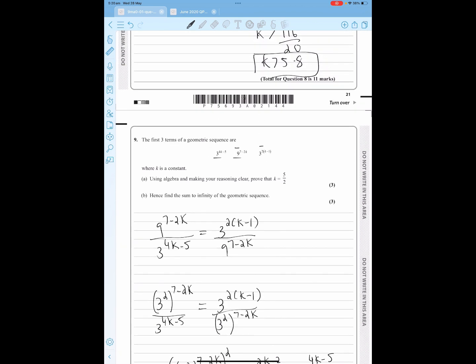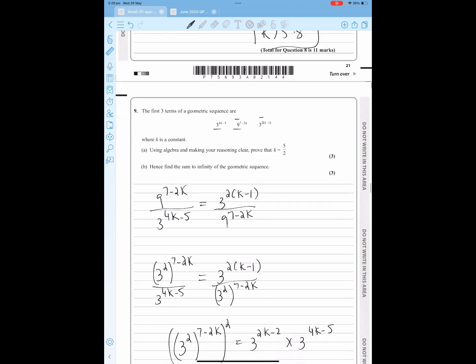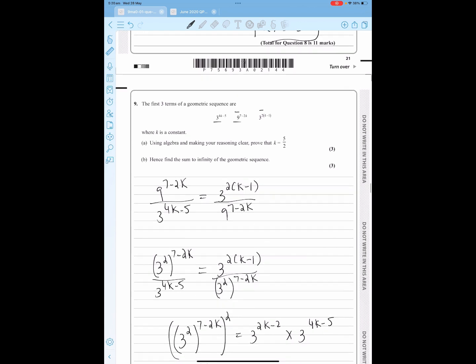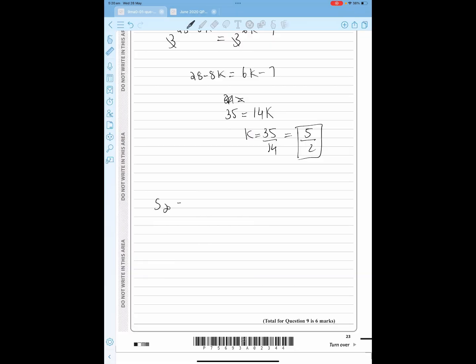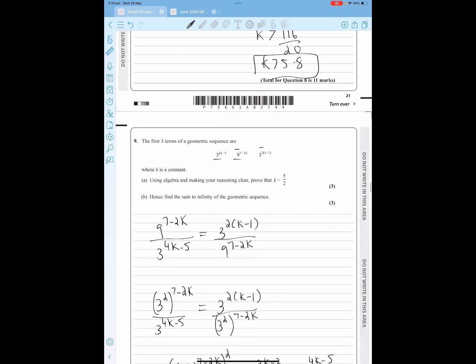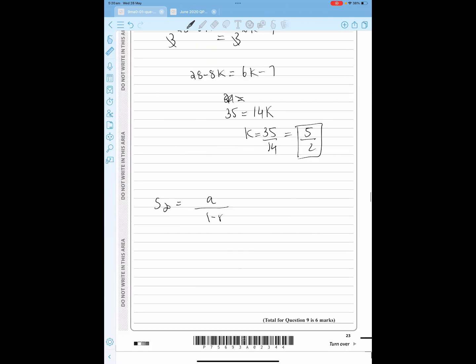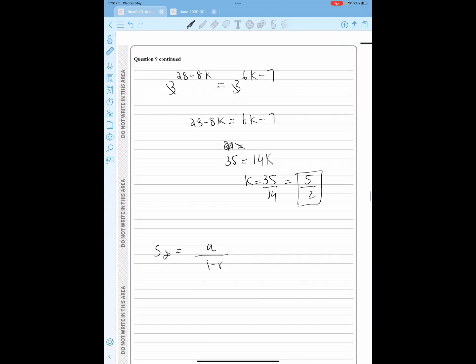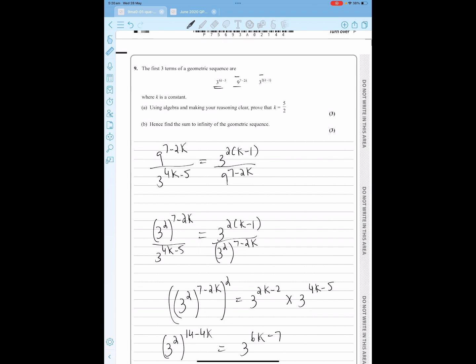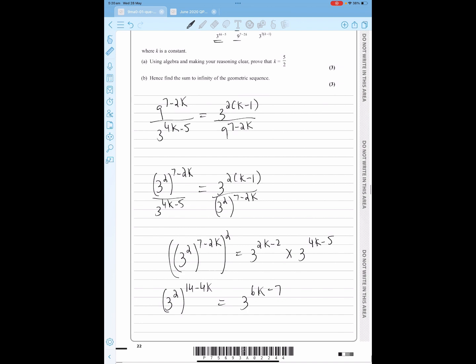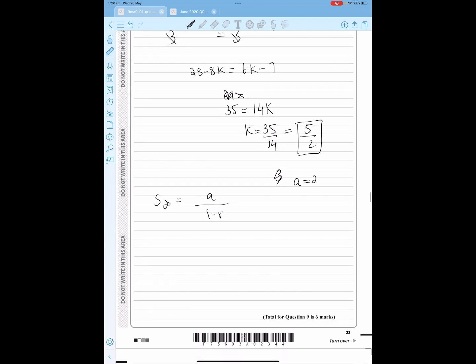Hence find the sum to infinity of the geometric sequence. So I think the formula was a over 1 minus r. And the first term is 3 to the power 4k minus 5. So we can just plug in 5 over 2. I'm not going to write that out, I'll just do that on my calculator. 3 to the power 4 times 5 over 2 minus 5. You get 243. So a is 243.